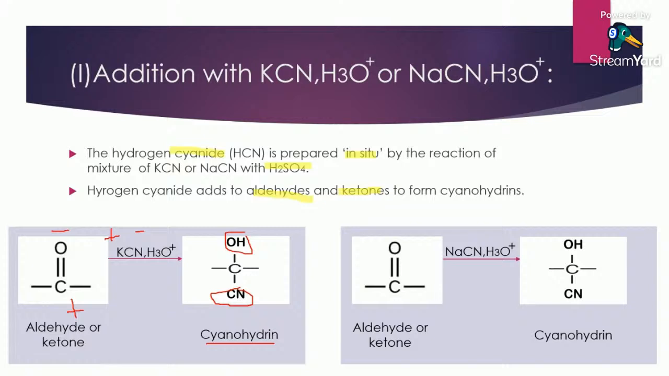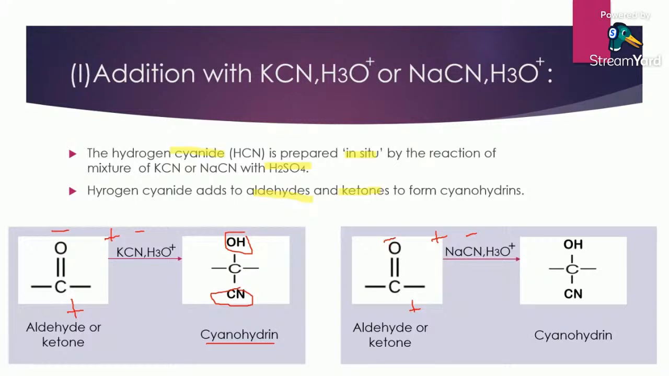Okay, we go to our second example. Same as the first example, we have our C double bond O, where the C is always partially positive and our O is always partially negative. Here we change our reagent to NaCN. Na is partially positive, same with the carbon, and CN is partially negative, same with oxygen. The product is still the same.